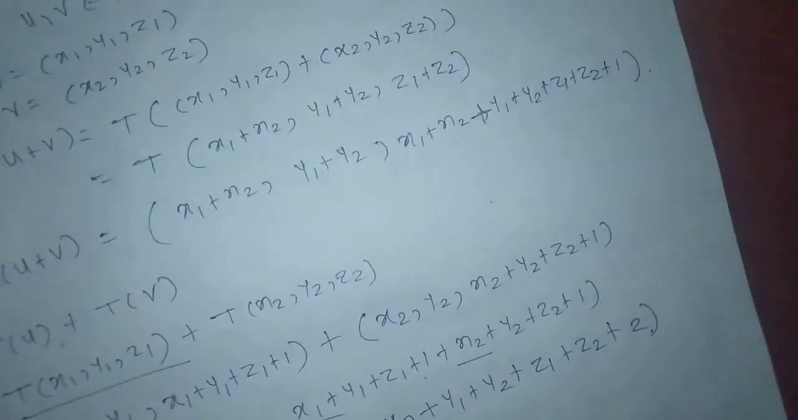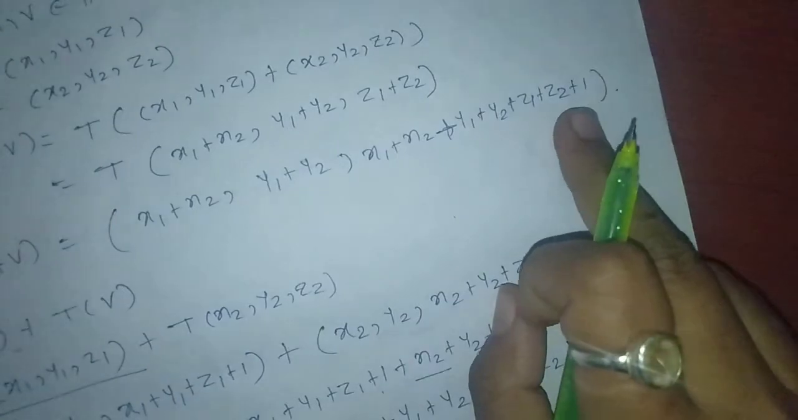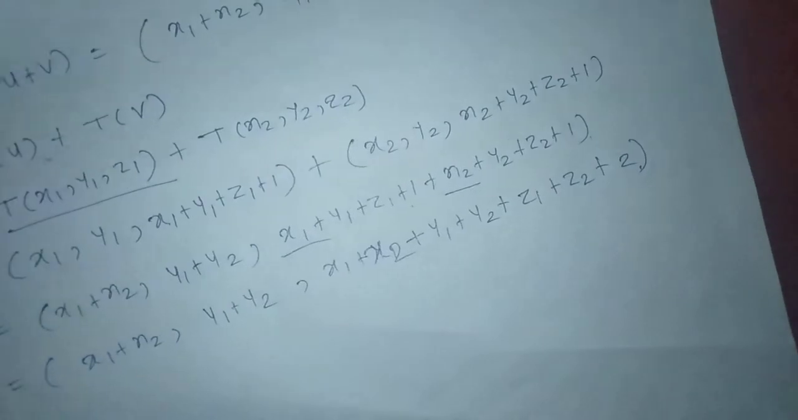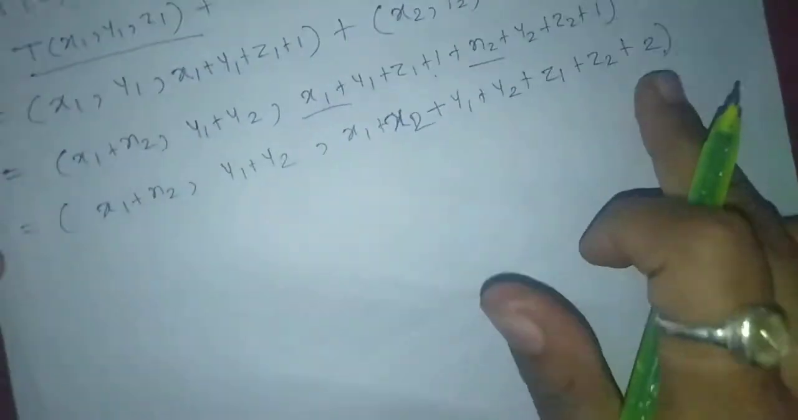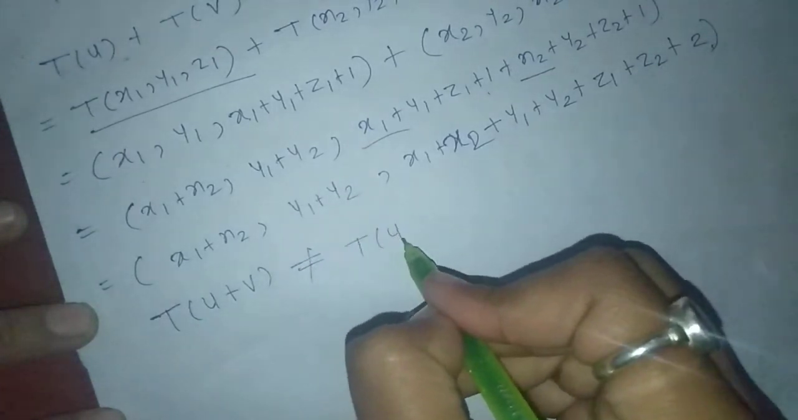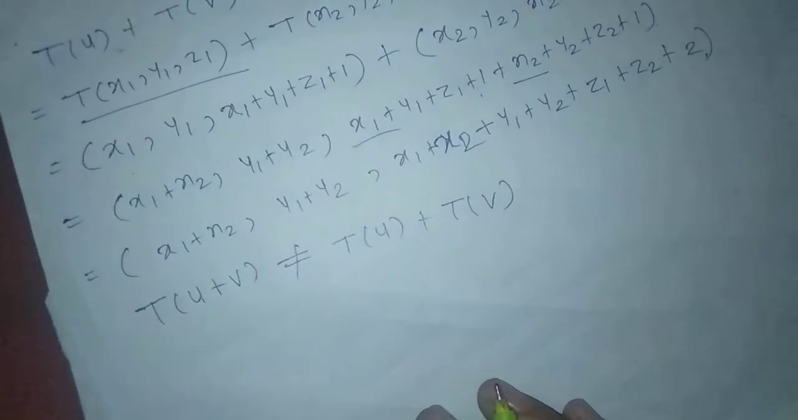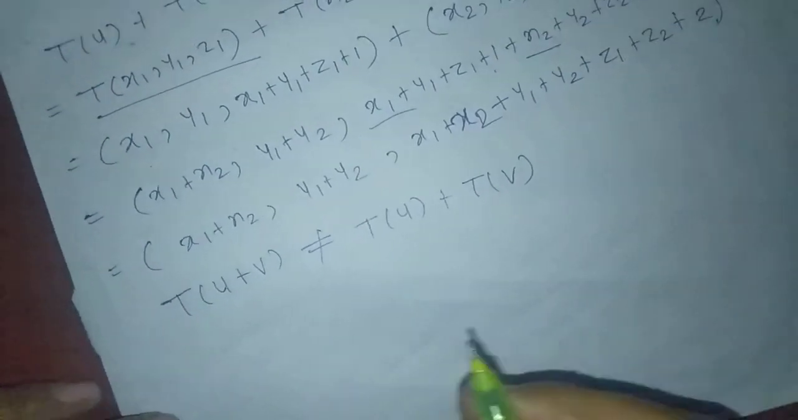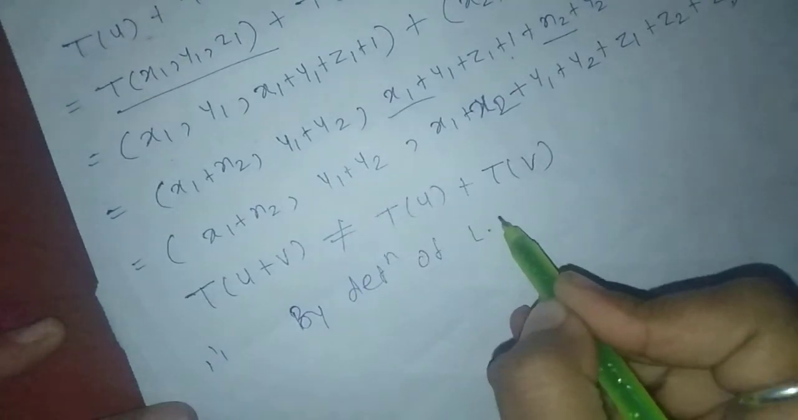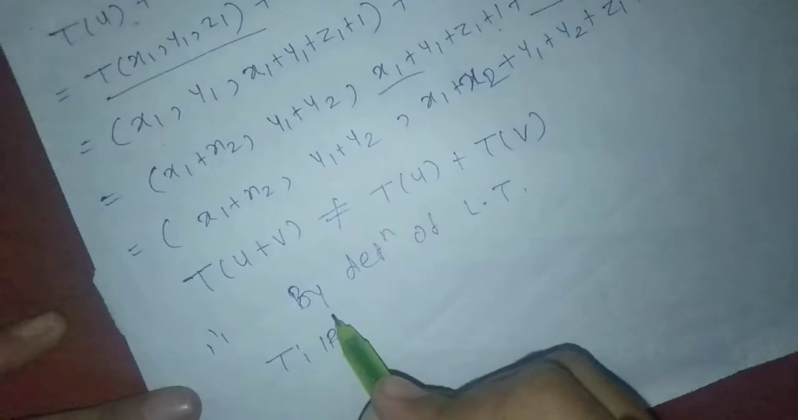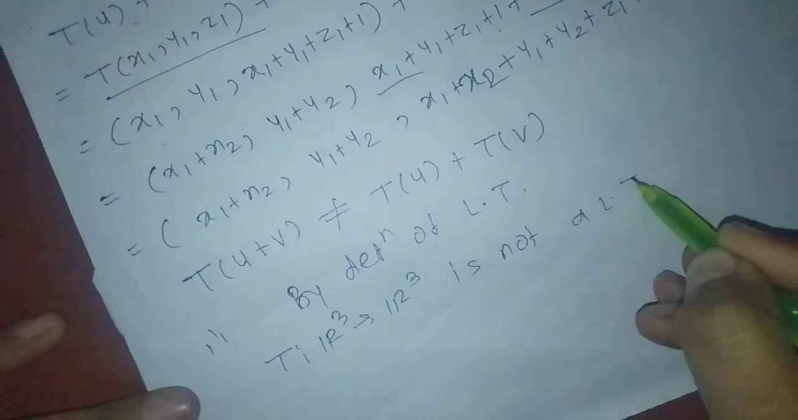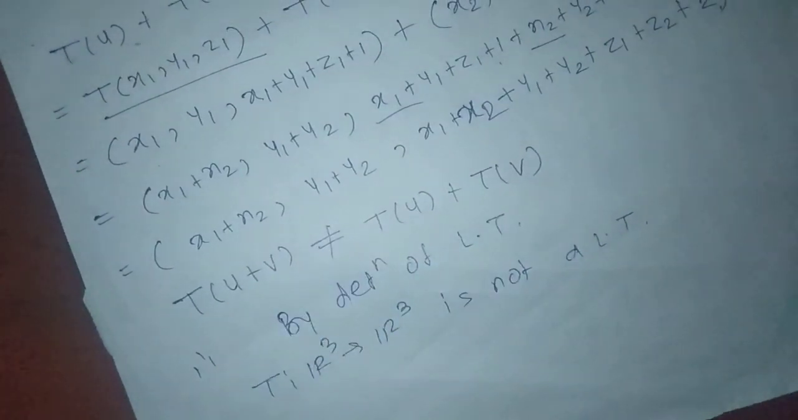Now you can observe that in T of u plus v, we get plus 1, and in T of u plus T of v we get plus 2, which means T of u plus v is not equal to T of u plus T of v. Therefore, by definition of linear transformation, T mapping R3 to R3 is not a linear transformation, because the first condition is not satisfied.